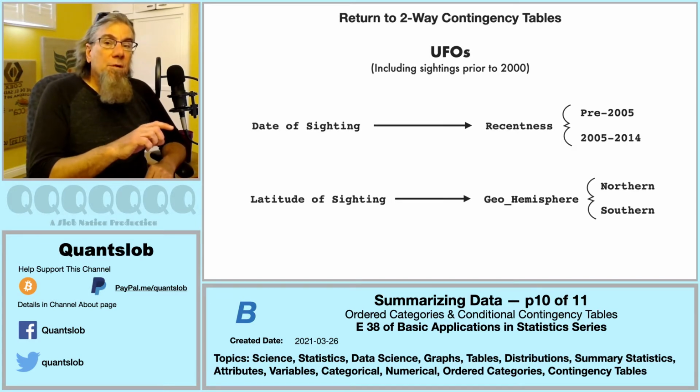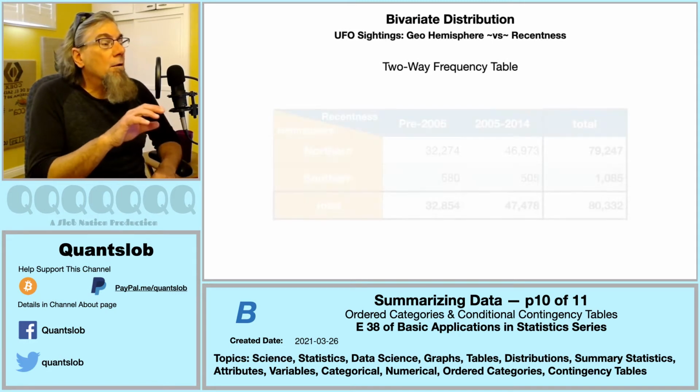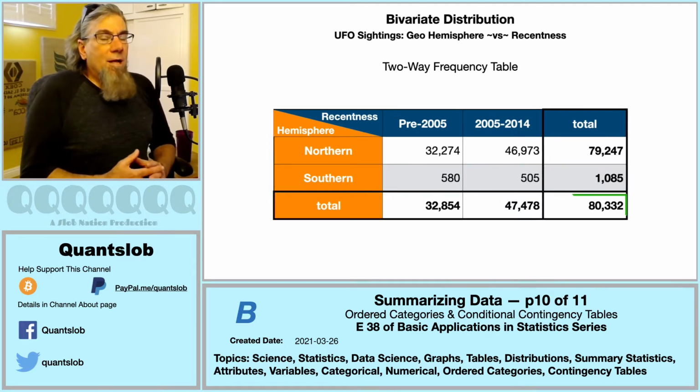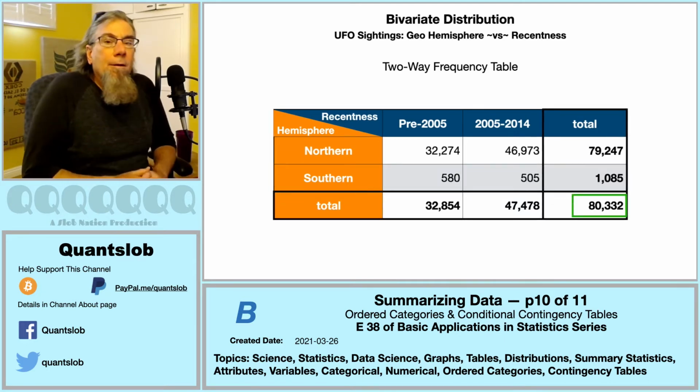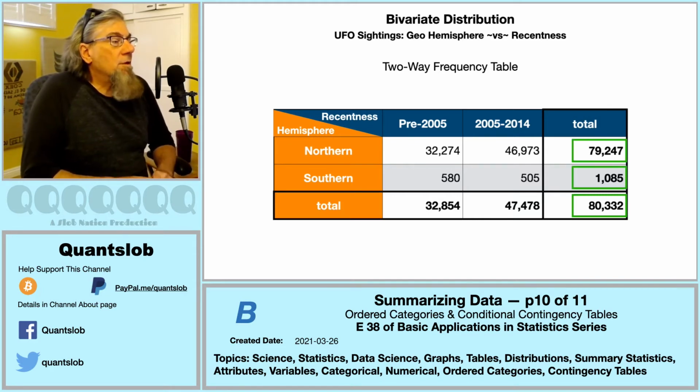Here is our frequency distribution. And let's just spend a moment with this just to make sure we know what we're looking at here. So we have a total of 80,332 sightings in our data set. One thing that jumps out pretty starkly is that a huge preponderance of sightings have occurred in the northern hemisphere, like almost 80 times as many, 79,247 compared with 1,085.